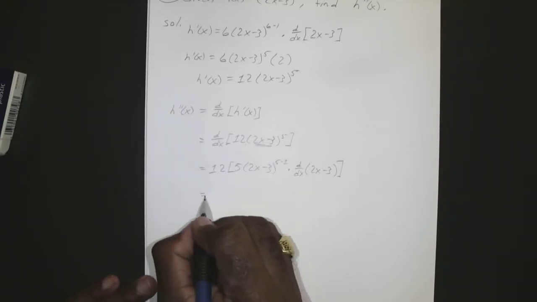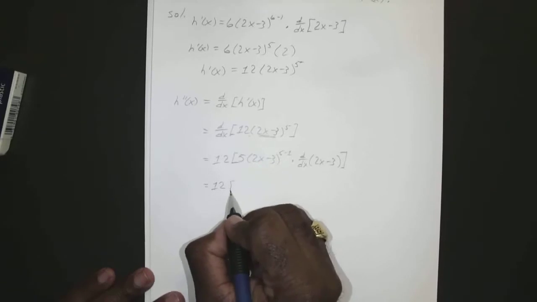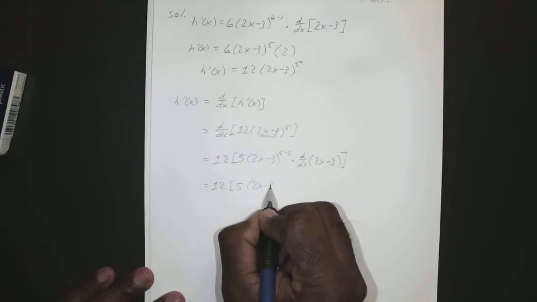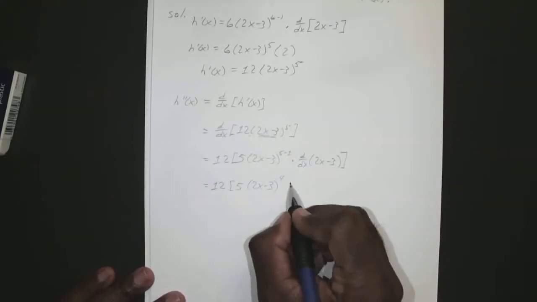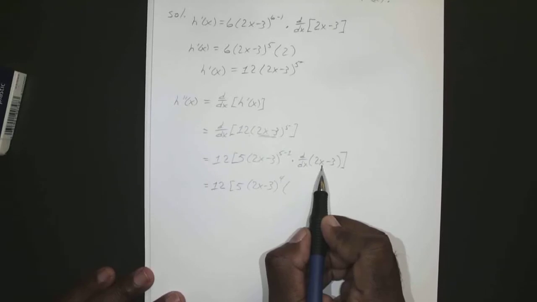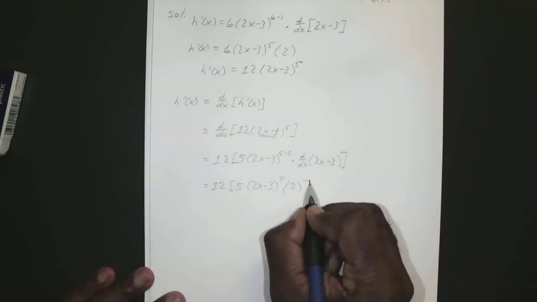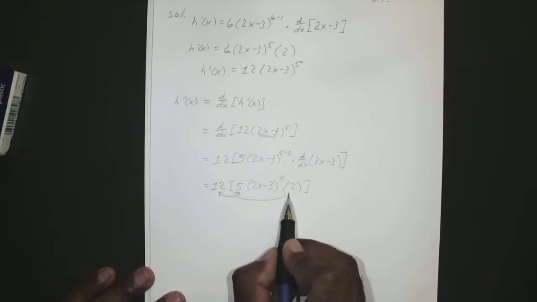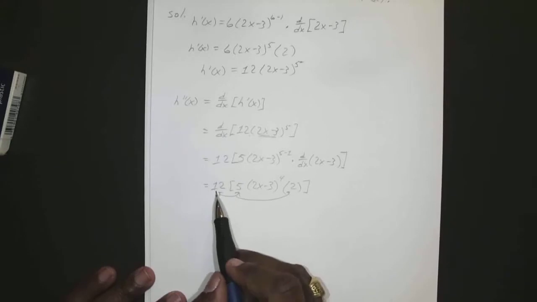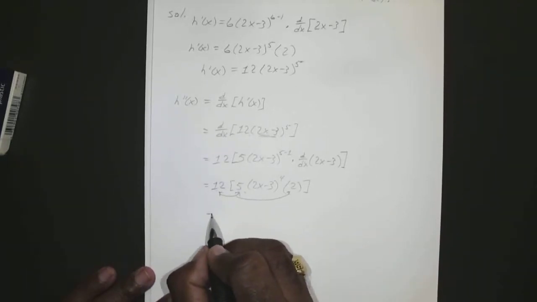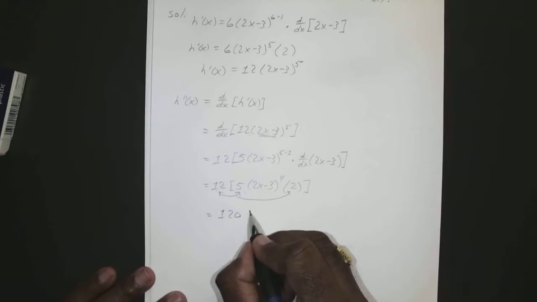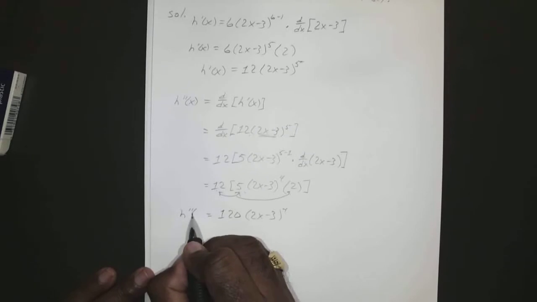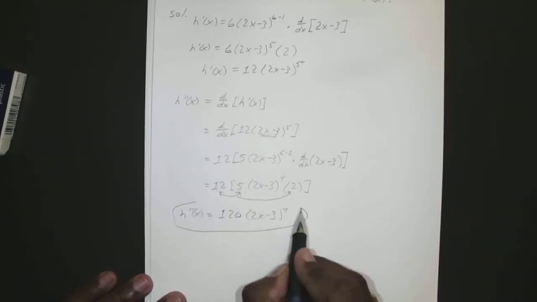Alright, so that's just going to equal 12. Oh, we could have multiplied that, but we'll wait till the end. 5 times 2x minus 3 to the fourth times the derivative of 2x minus 3, which is just 2. Okay, so we go ahead and just multiply all of those since they're just numbers. 12 times 5 is 60, times 2 is 120. So we get 120 times 2x minus 3 to the fourth as our second derivative.